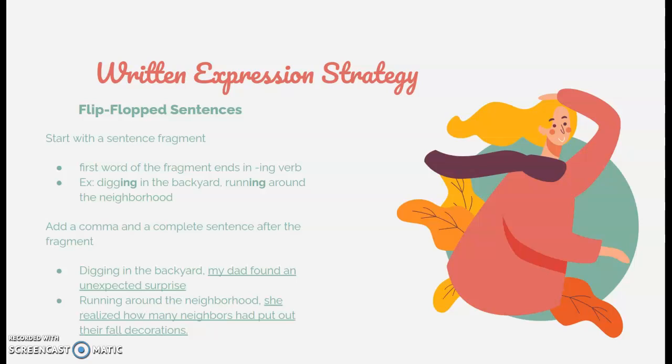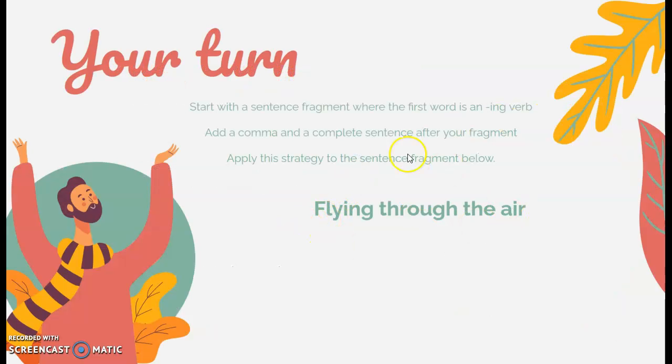Okay, so it just changes up the structure of your sentences, because a lot of times kids will write, I feel, I think, I am, and it gets very redundant. So you're going to do the same thing here with the sentence fragment flying through the air. Tack on a comma, and then add a full sentence behind it.